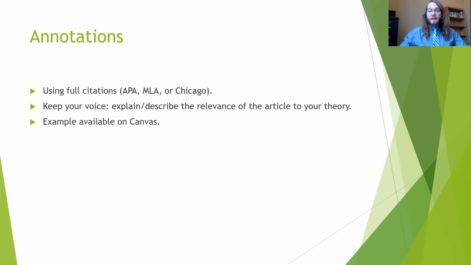Additionally, for the annotations, you should include a full MLA, APA, or Chicago source. Keep your voice where you're analyzing or making sense of the source and the ways that it connects to your communication theory. So don't just summarize the article, explain its relevance to your theory. And I've provided an example of an annotation on Canvas on the front page that will show you what to expect, both in terms of the citation as well as how you work on the annotation itself.